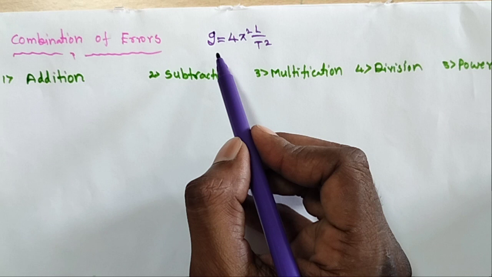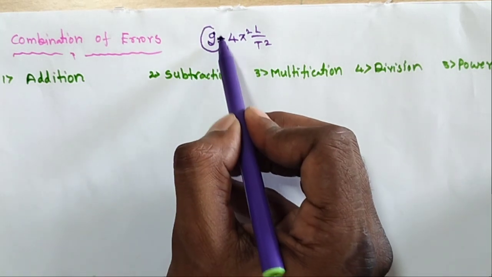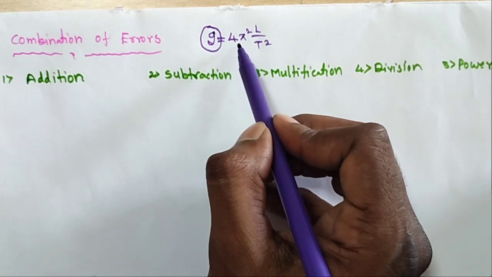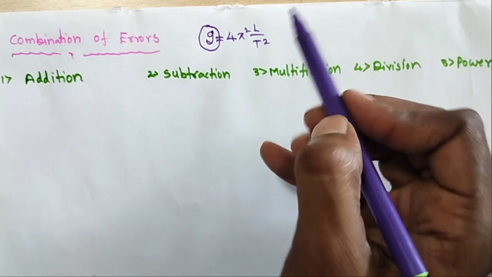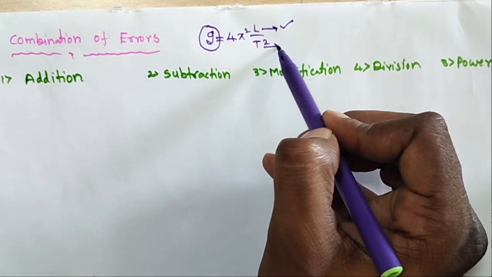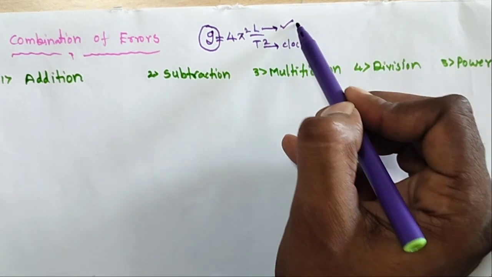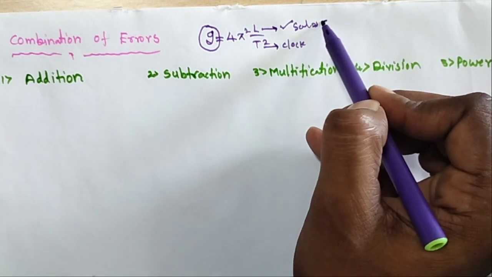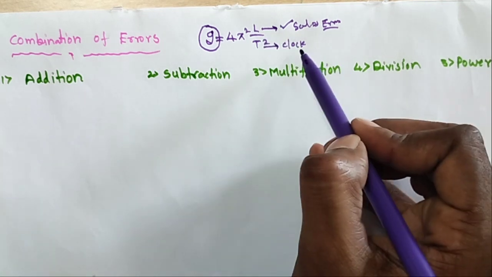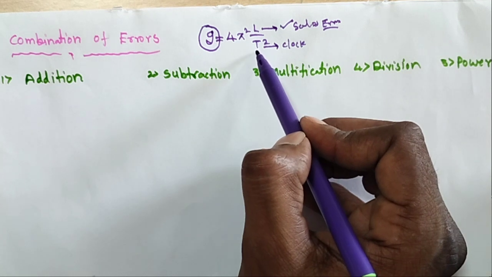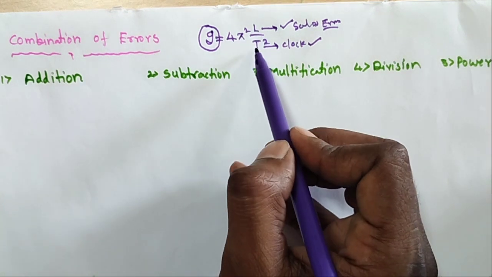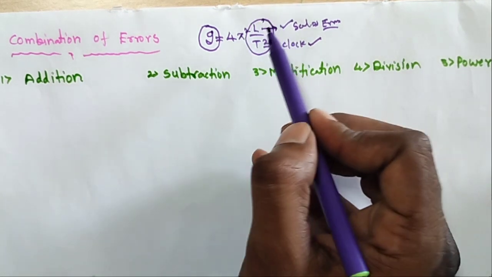So here what is our concept? We want to calculate the G value. The acceleration due to gravity formula is G is equal to 4 pi square L by T square. Here L is measured with the scale and T is measured with a stop clock. It is measured with the scale, so it is having some errors because I am not always taking perfect values. And by using the clock you can calculate the time period, which also has some errors. So in this one, L by T square is given, so it is also one error.